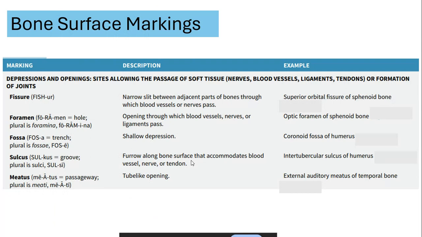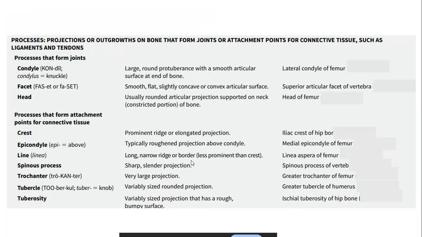So we learn fissure, narrow slit between adjacent parts. We learn foramen, opening through which blood vessels, nerves pass through. Fossa is a shallow depression. Sulcus is a furrow along bone surface that accommodates blood vessel, nerve, or tendons. So that's a sulcus, it's a furrow. Meatus, it's a tube-like opening.